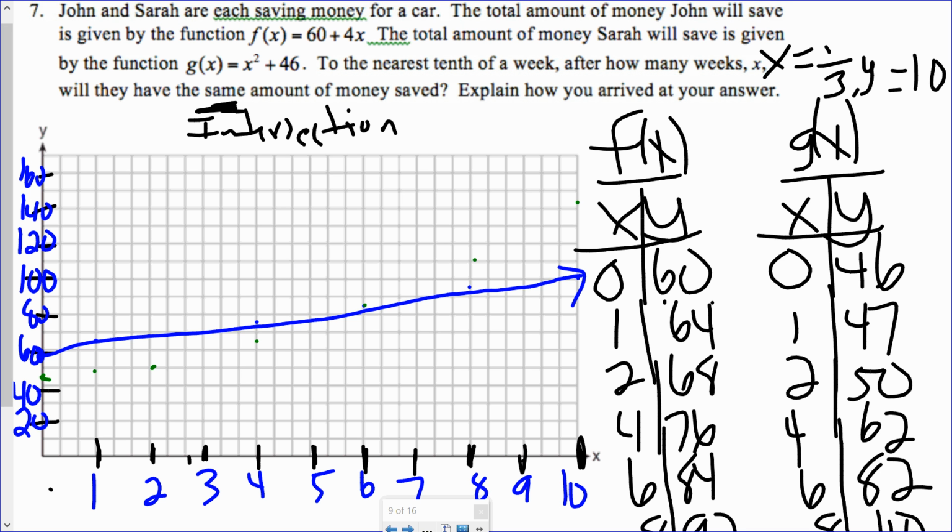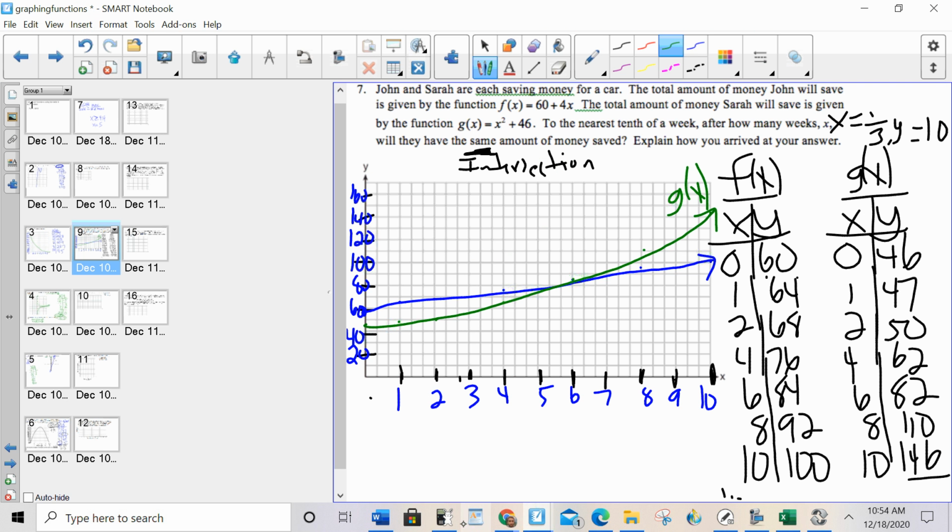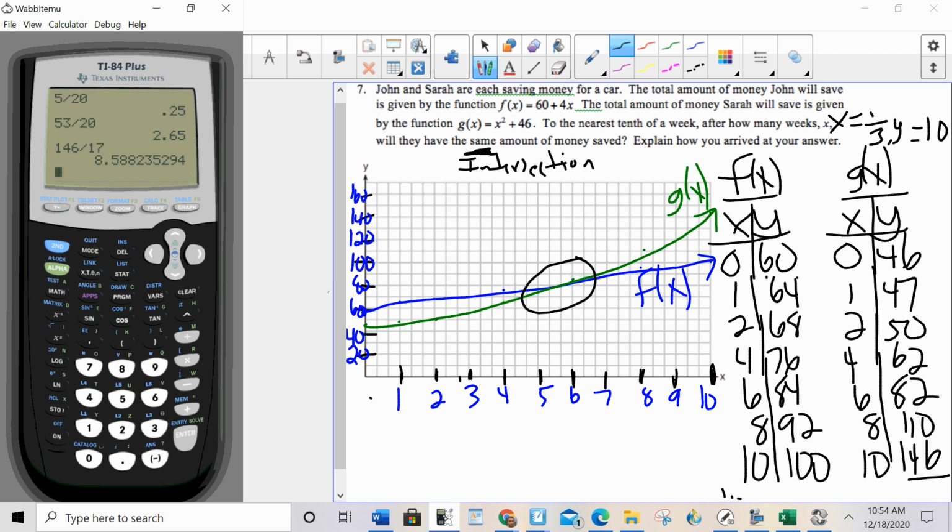This one's a curve. It's going to look something like that. So this is g of x, and the blue was f of x. Now, again, I'm looking for the intersection point. To the nearest tenth, it's somewhere here, but I really can't tell exactly what it is. So I'm going to have to go to my calculator, second trace, and find the intersection.